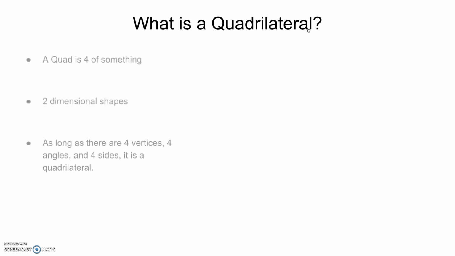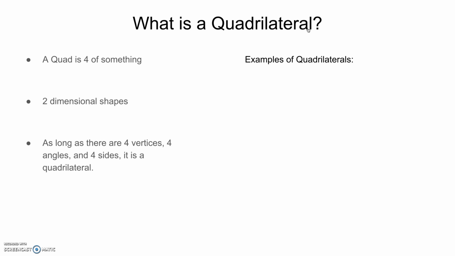As you can see, the beginning of the word quadrilateral is quad, meaning 4. 4 is a number that we will be having to deal with the most when dealing with these shapes. Now, you may be asking, what is a quadrilateral? A quadrilateral has 4 sides, 4 vertices, and 4 angles.